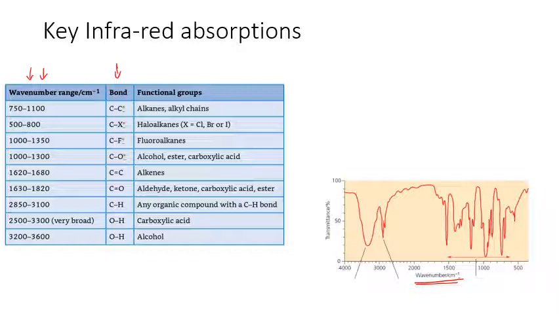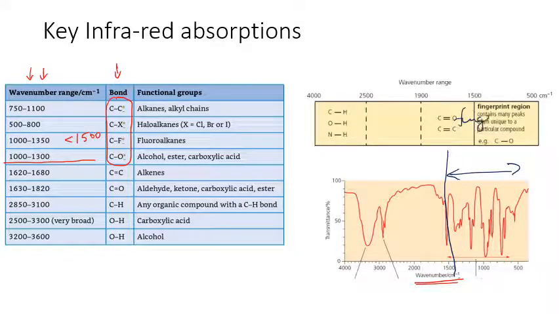Let's delve into this table a little bit more and look first at these bonds here. These bonds all have an absorption at wave number less than 1500, which corresponds to about this part of the spectrum here. All of those bonds are in this region, which is called the fingerprint region.